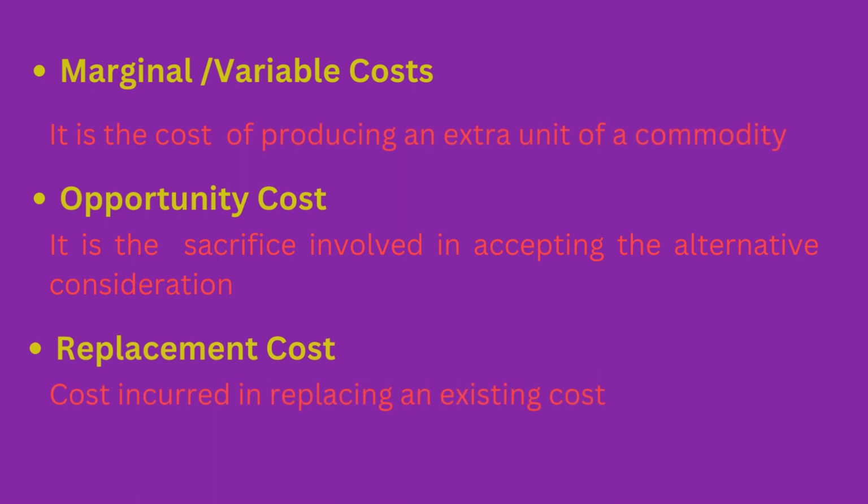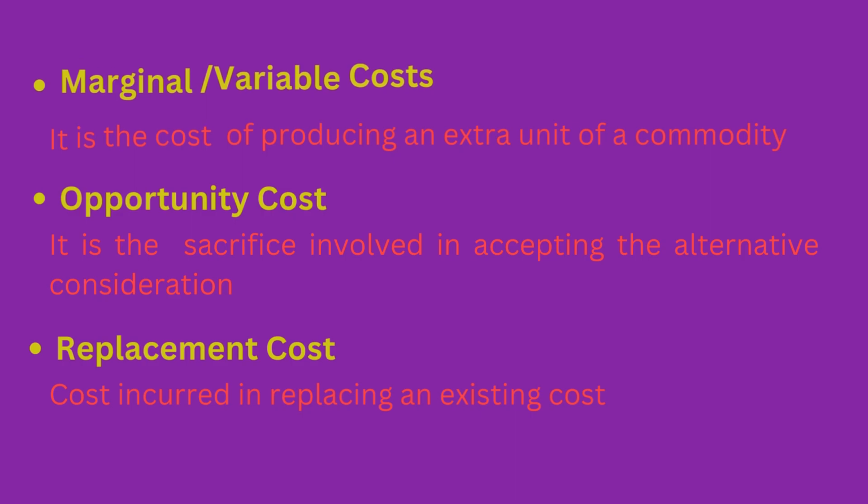The next type of special cost is marginal or variable costs. This is the cost of producing an extra unit of a commodity. The next one is the opportunity cost. It's the sacrifice involved in accepting the alternative consideration, or rather, like in economics, we say opportunity cost is the cost of the foregone alternative. The last type of special cost is the replacement cost. This is the cost incurred in replacing an existing asset, or the market value of replacing an existing asset.